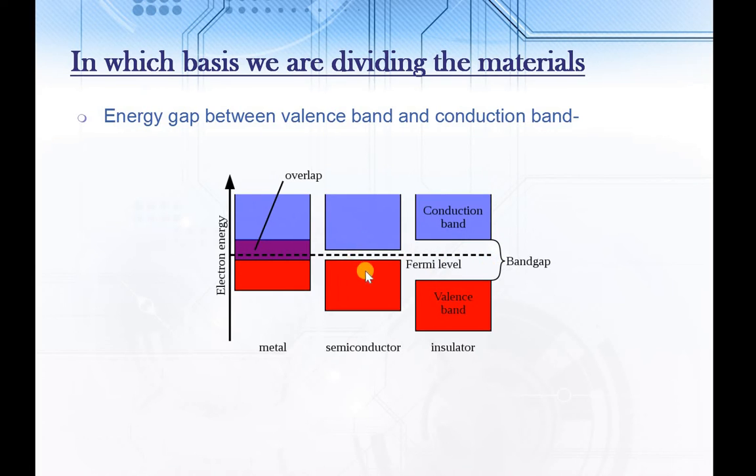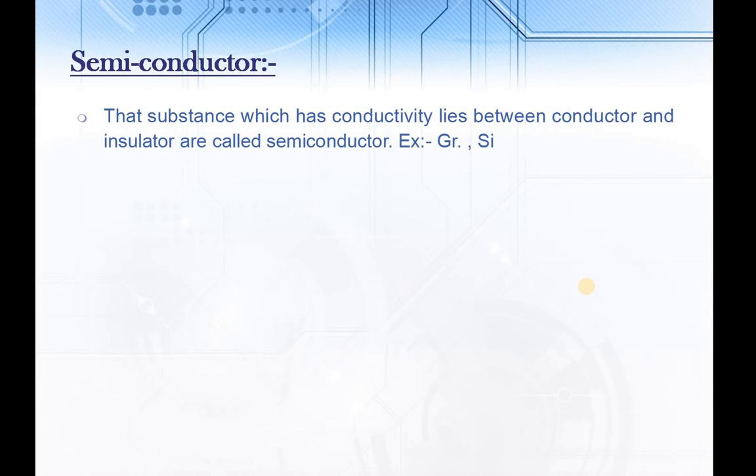And a semiconductor is just the state in between conductor and insulator. The energy gap is lesser than an insulator. As a result there is a chance of jumping from one band to another, which can generate conductivity. Now simply we can say that a substance whose conductivity lies between conductor and insulator is called a semiconductor. Examples are silicon and germanium.